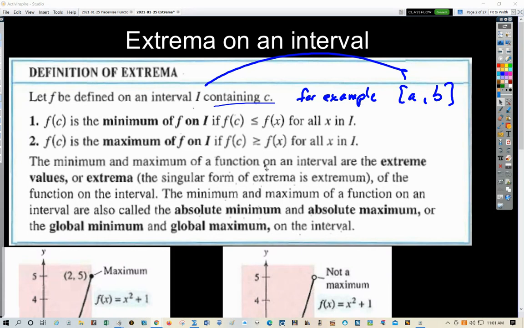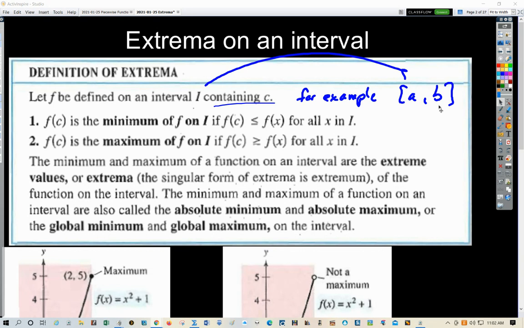Now, there are different types of maxima and minima that we could talk about. If we're only referencing this value of the function, this point at c, f of c, with regard to this one closed interval here, then we would say that it is an absolute minimum or an absolute maximum if on that one interval it is the highest or the lowest point.